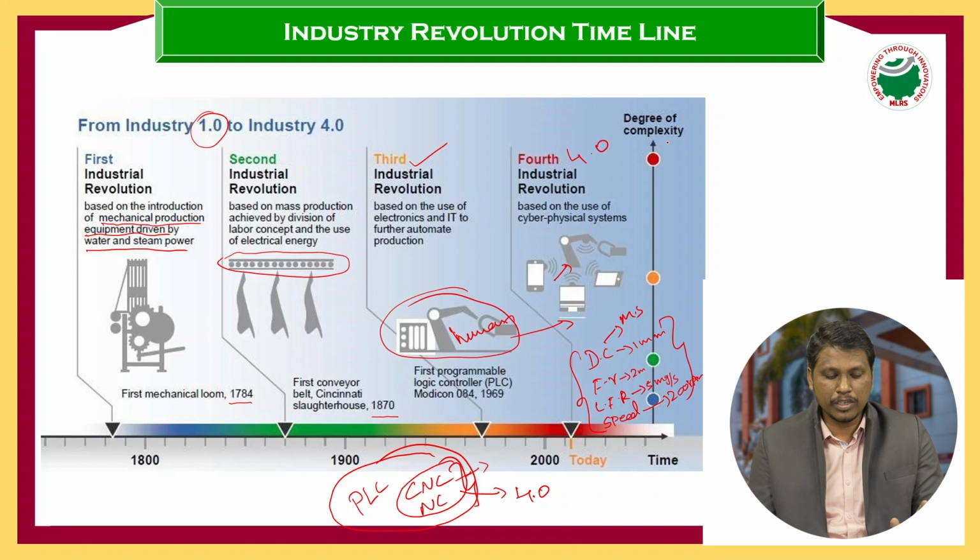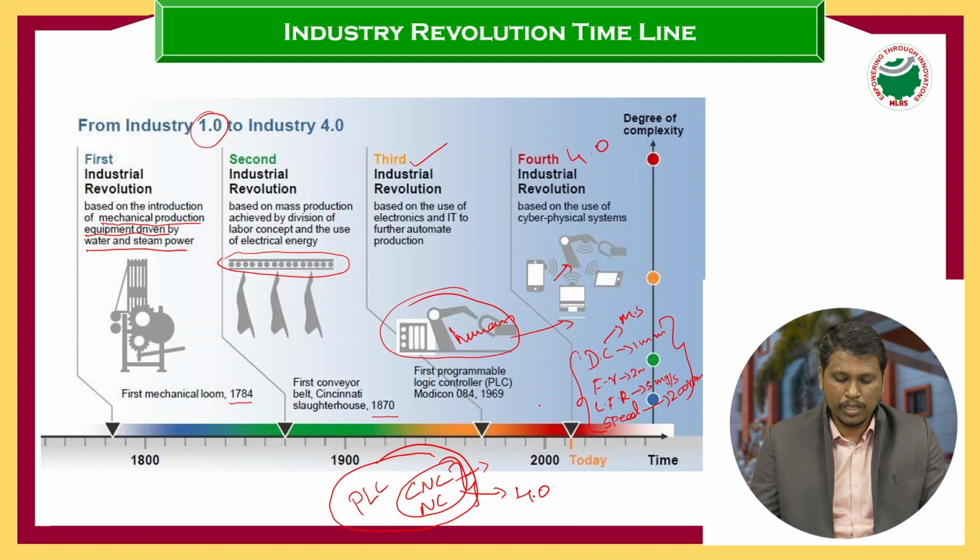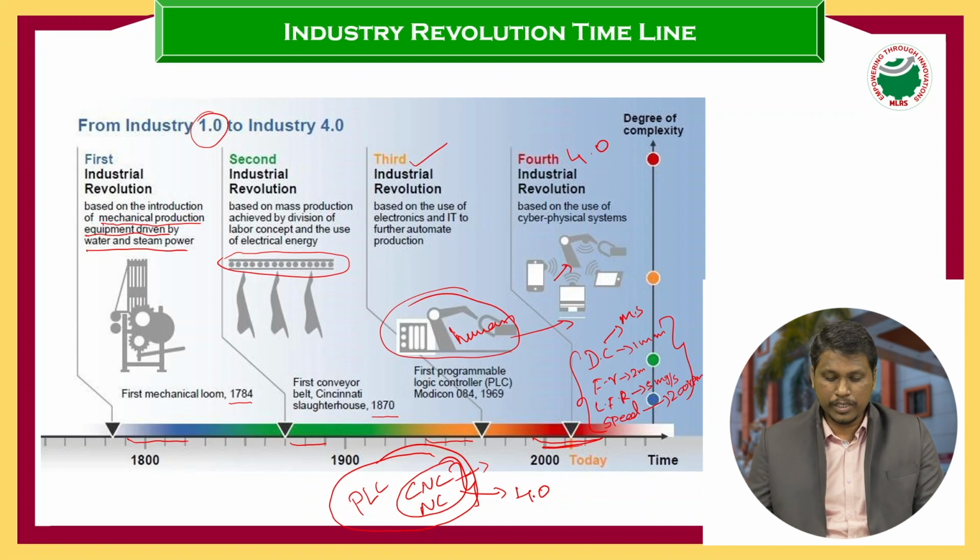If you are seeing from Industry 1.0 to 4.0, the complexity of product development increased compared to the first. In this graph, the first complexity is very less, the second one is somewhat more compared to the first, the third one is moderate, and the fourth one is a lot different. The degree of complexity is very, very high.